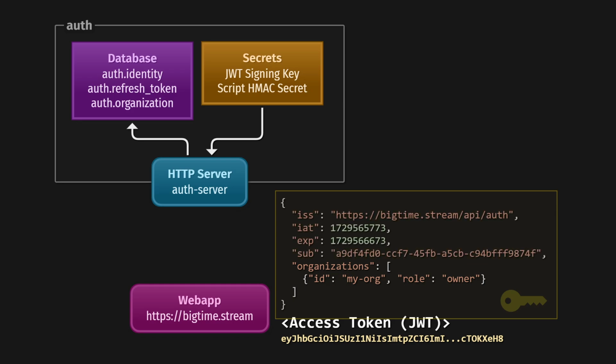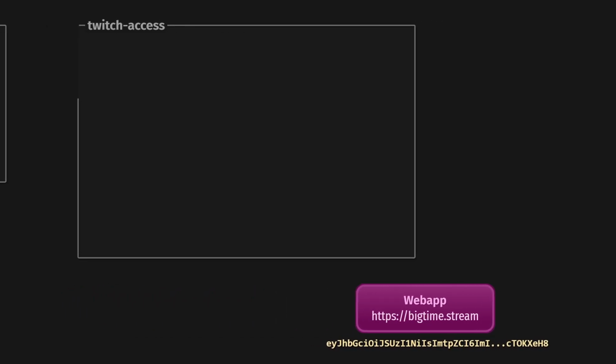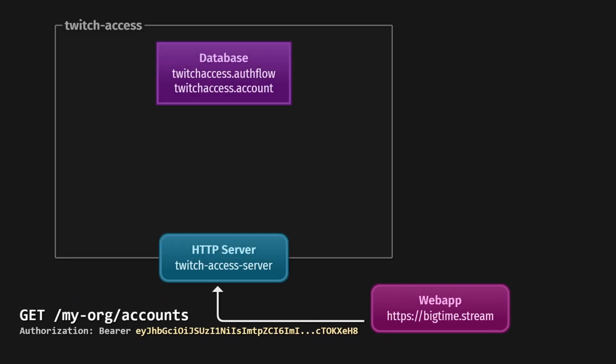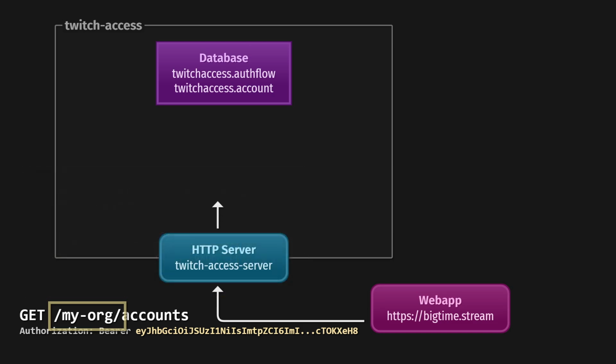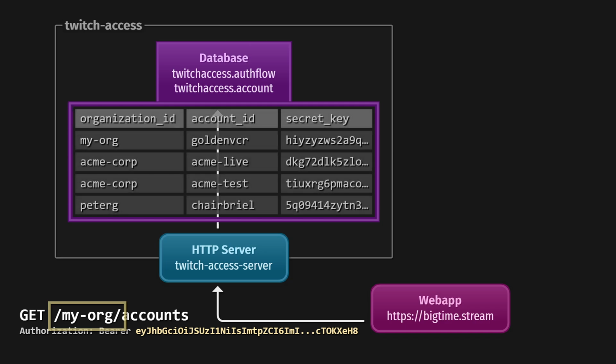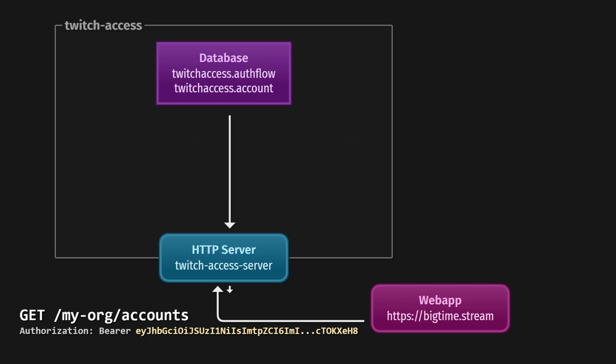So for example, when the app wants to display a list of the user's connected Twitch accounts, it makes a request to the Twitch Access service, and it passes along the JWT for the logged-in user. The Twitch Access server verifies that the token is valid, and then it checks to make sure that the organization we're trying to access is one that we actually have permission to fetch data for. If not, then the request is rejected outright. Otherwise, the request proceeds, and the server knows that it's safe to return data for this organization, and only this organization. So the server collects the data for this organization's Twitch accounts and returns that data to the web app in JSON format.